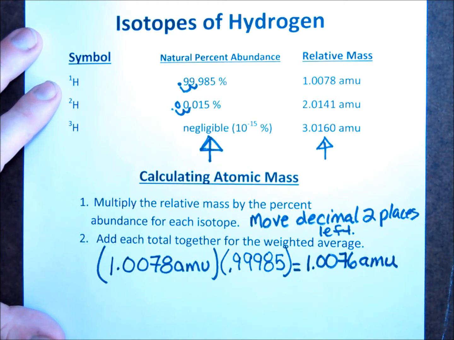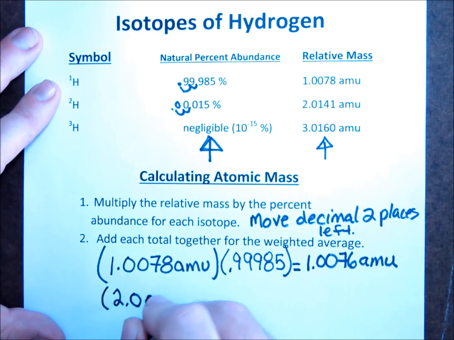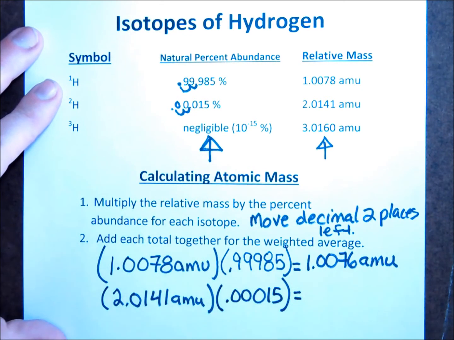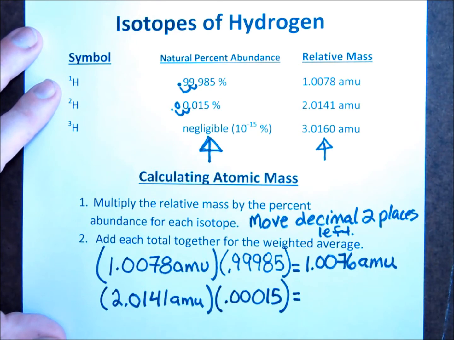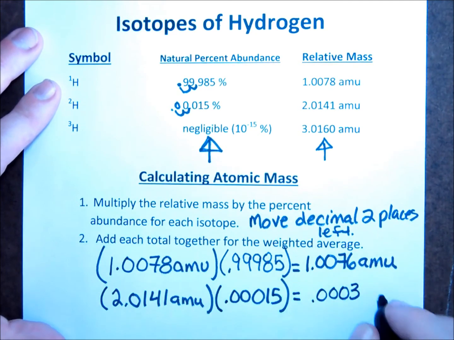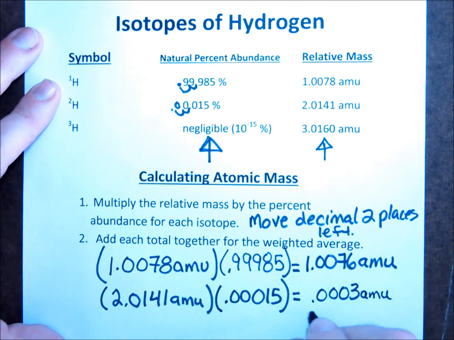Our next isotope, hydrogen-2, has a relative mass of 2.0141 atomic mass units. That gets multiplied by its percent abundance. Moving the decimal 2 places to the left, it's 0.00015. If you plug that into your calculator, you're going to get 0.0003 AMU.